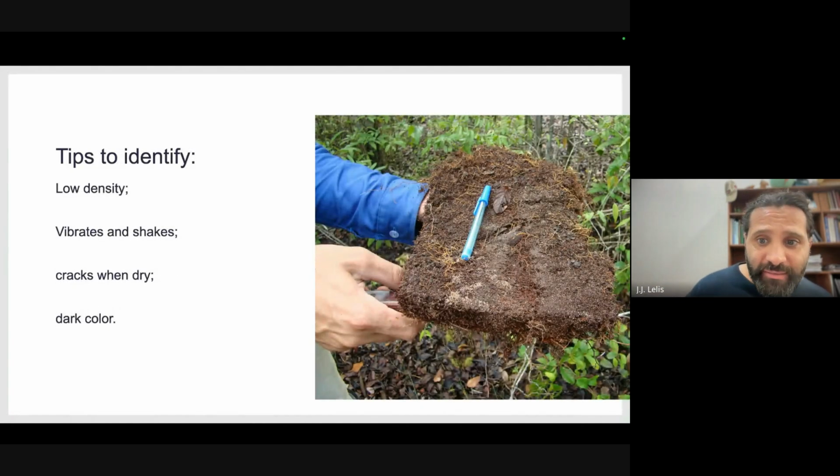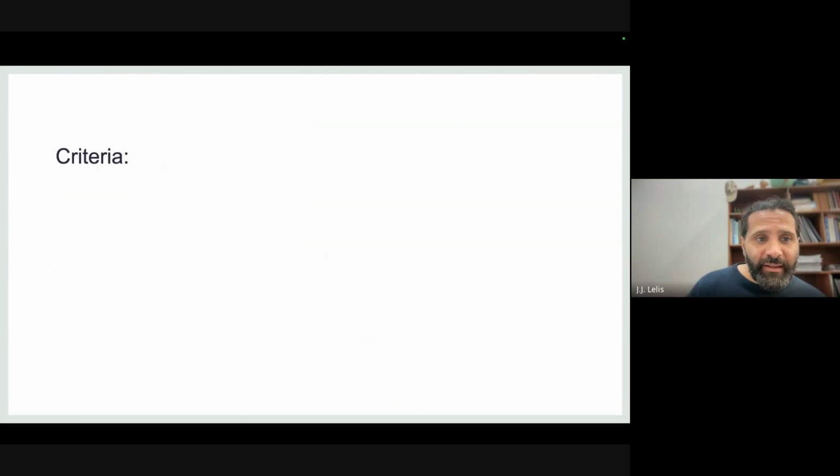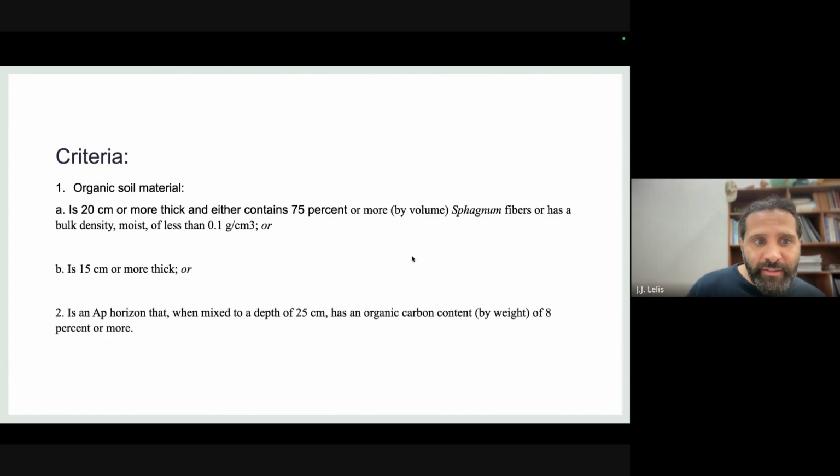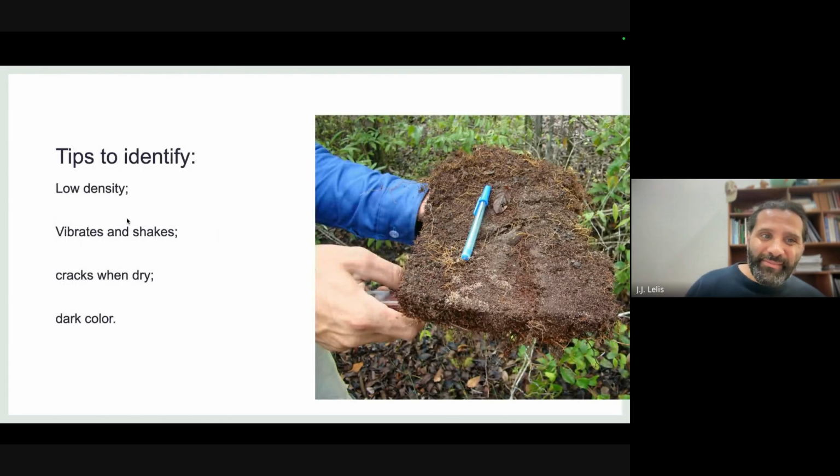And how can you easily identify it in the field? Because in the field, I cannot see anything more than just the thickness. I hardly can see the amount of fibers, and I hardly can measure the density or the organic carbon content at the field. So what we can do is predict the low density using a piece of material. As I said, we can easily take large pieces of the soil of the horizon and feel that the density is quite low.